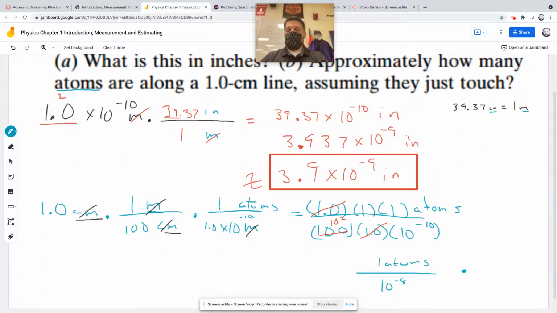Now, I don't like negative 8s. So how do I toss this power of 10 to the negative 8 and make it positive? Flip it up. So I'm going to say 1. Now, I'm technically going to say 1.0, right? Because we started off with 2 significant figures, so I can't just put 1. 1.0 times 10 to the positive 8. It becomes positive when I flip it up, atoms. And that, my friends, is the answer.